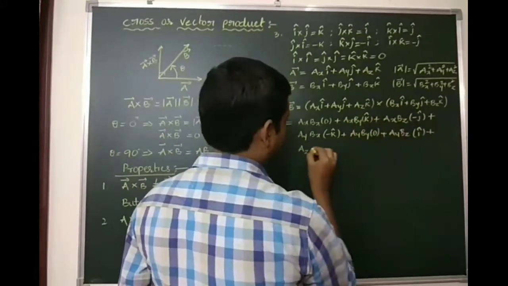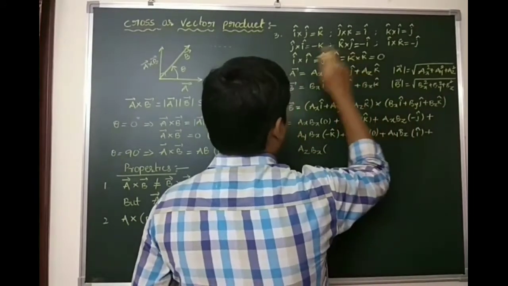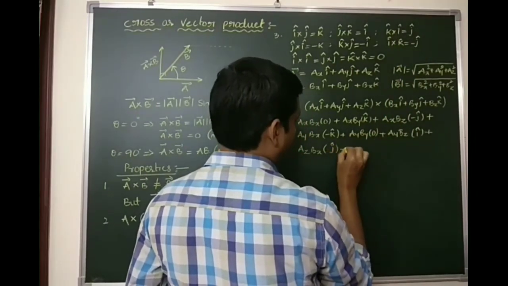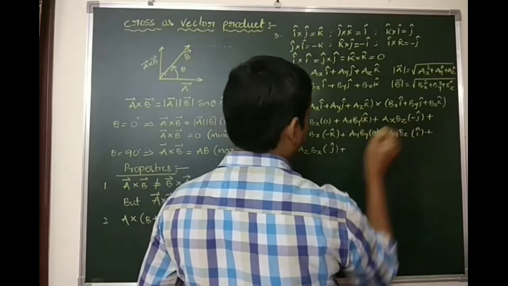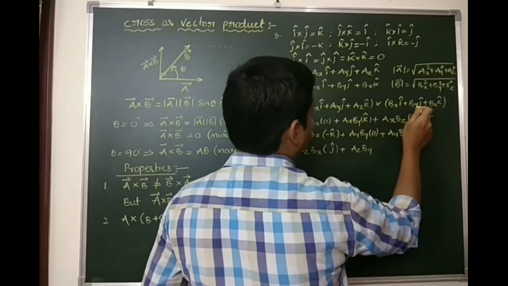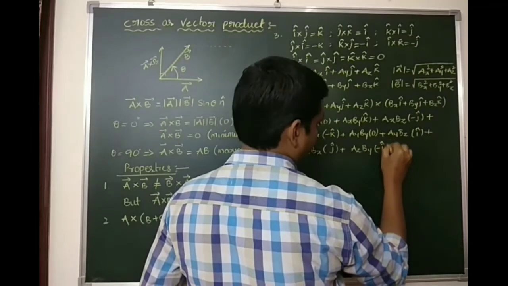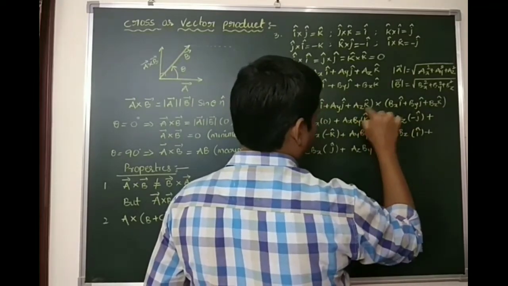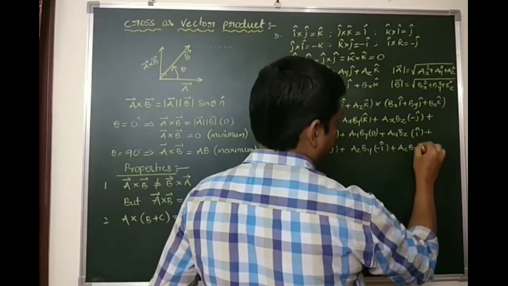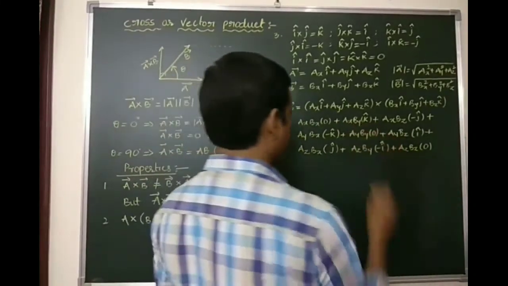Third term, Az Bx into k cross i, j, plus Az By, k cross j is minus i, plus k cross k, third term Az Bz, k cross k giving you 0. So we are getting this.